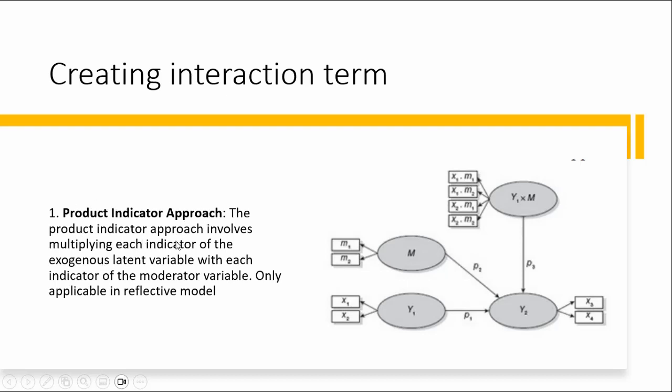The product indicator approach involves multiplying each indicator of the exogenous latent variable with each indicator of the moderator variable. I mean this one. This is the independent variable and this is the moderator. And for the interaction term, we multiply each indicator. But the product indicator approach is only applicable in reflective models.